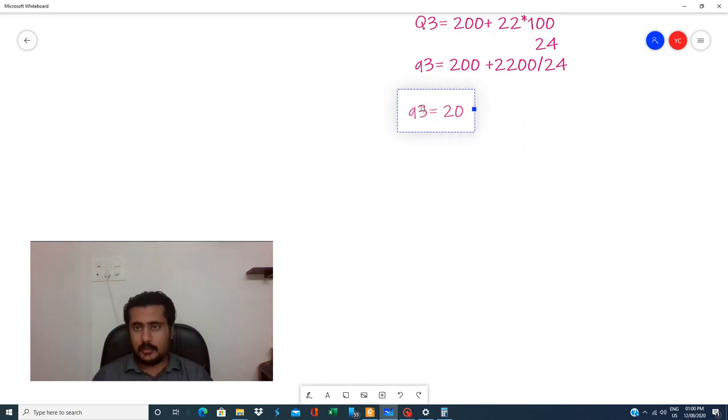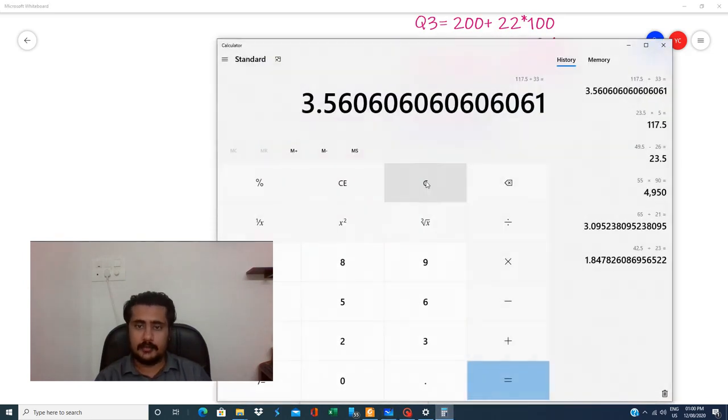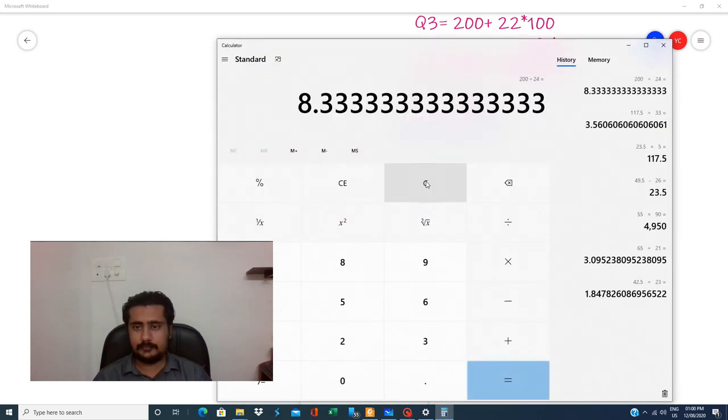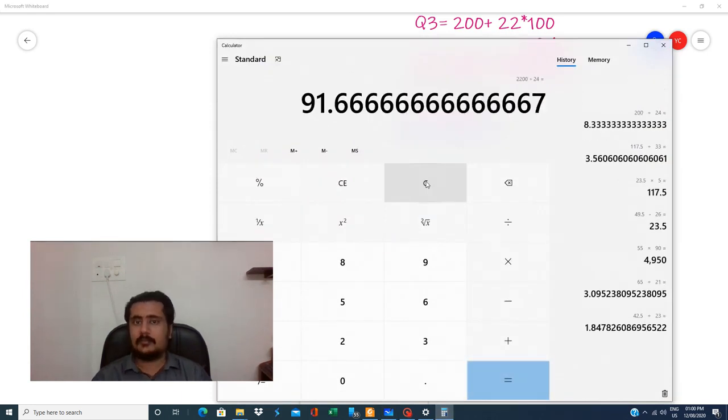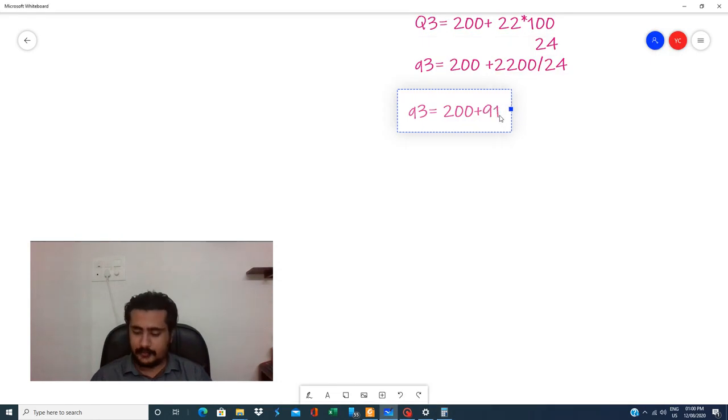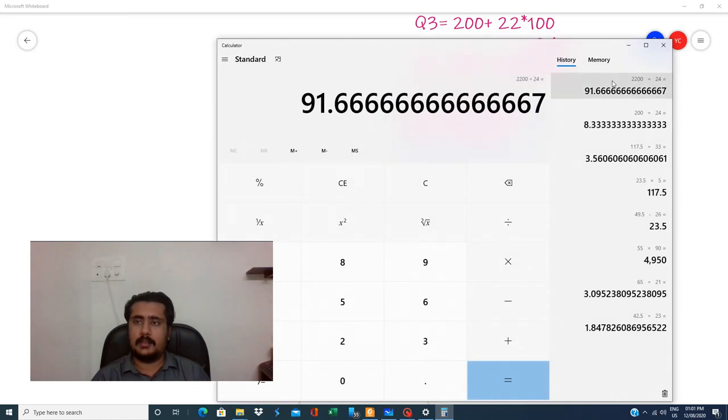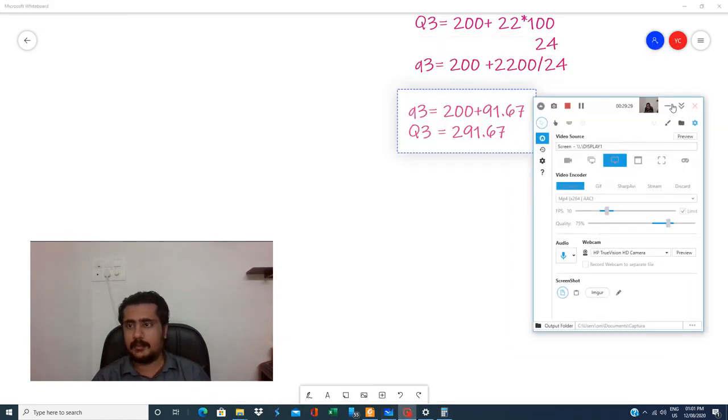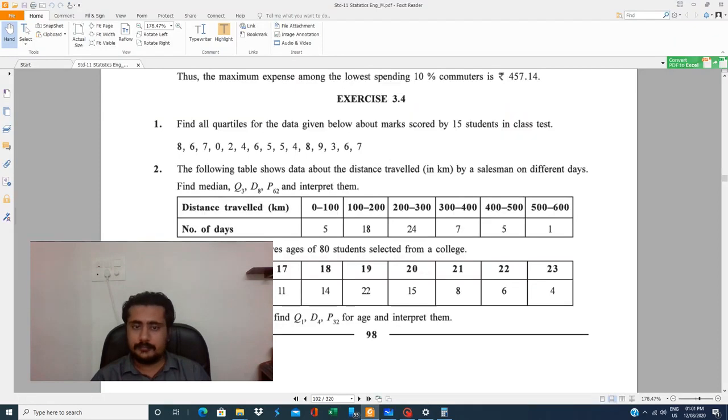Q3 is 200 plus. Now 22 into 100 is 2200. What is this 2200 upon 24? 91.67. So your Q3 will be 291.67. So you can see that for 75% distance traveled, the maximum distance is 291 in 75% of days. That is your interpretation. D8 and P62 you can find on your own, or else we will be doing it in the next lecture.